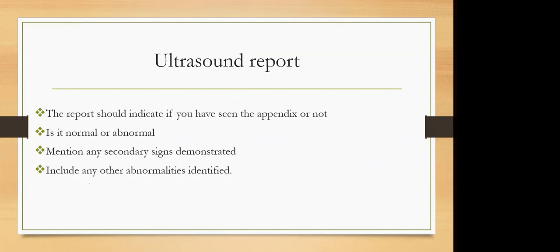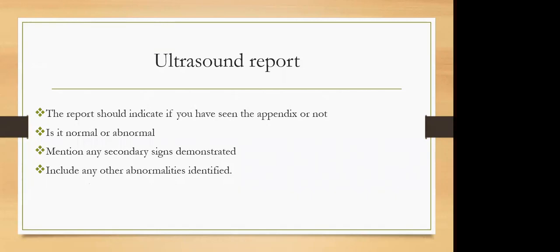If a patient comes in with suspected appendicitis, it doesn't mean that the patient definitely has appendicitis. If it's a female, there might be a problem in the ovaries, or there might be something in the kidneys. If you find any of those things, you have to include it in your report.